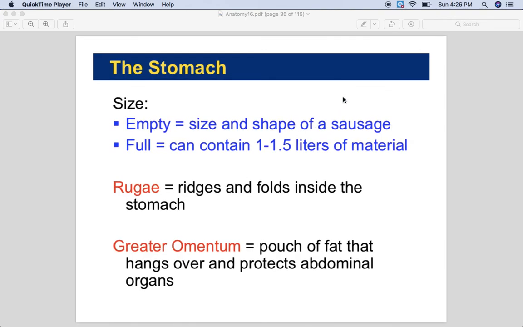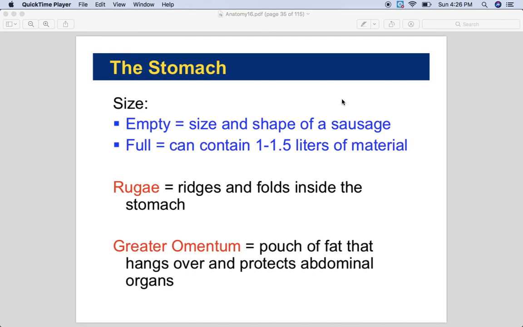Your stomach, when it's empty, is about the size of a sausage. So think about a Johnsonville brat. That's about how big it is when it's empty. When it's full, it typically can contain anywhere from 1 to 1.5 liters of material. So think about a 2-liter bottle of pop, half of that or 3/4 of that. If you try to stretch it any more than that, you're going to be really, really uncomfortably full. So about 1 to 1.5 liters of material.